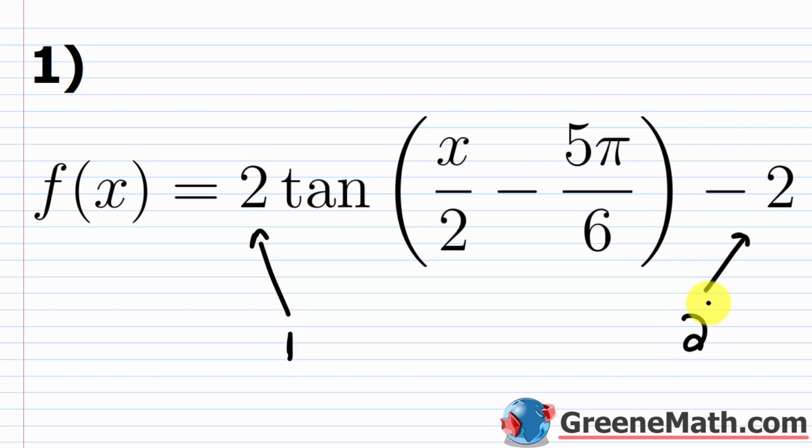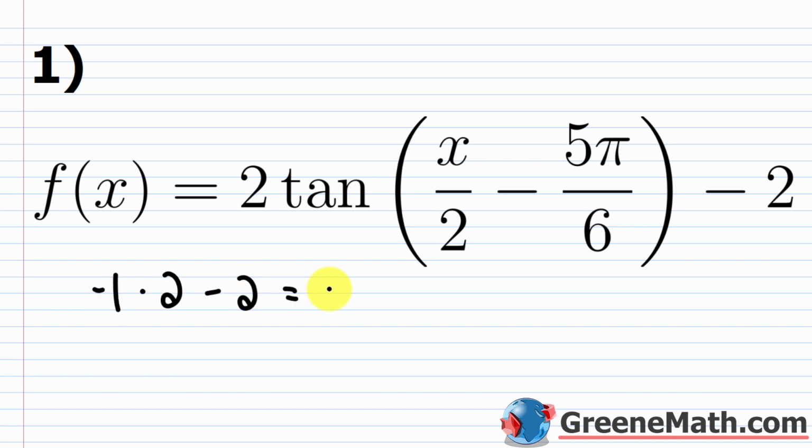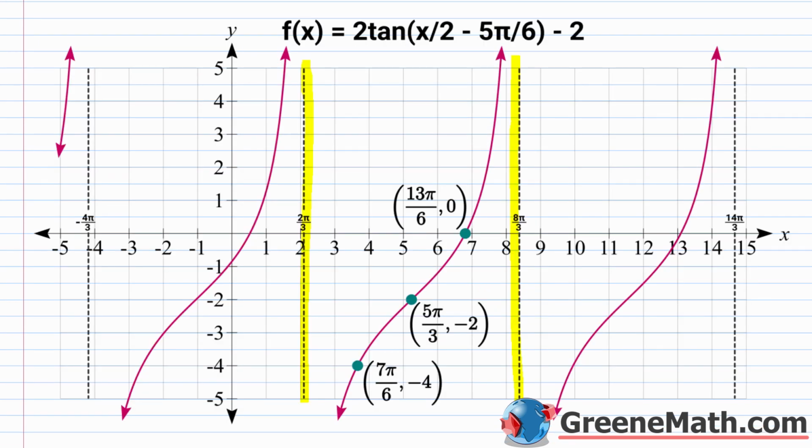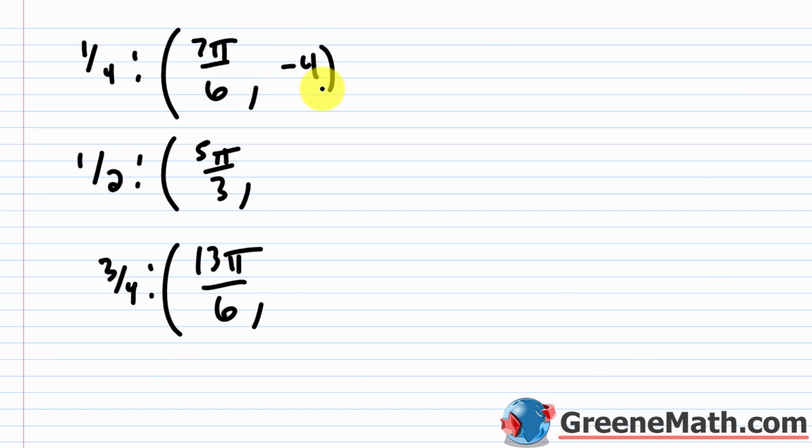So this is 1 and this is 2. It just follows the order of operations. It's very easy to do. In other words, if you start with negative 1 and you multiply by 2, and then you subtract away 2, so negative 1 times 2 is negative 2, and then minus 2, so this becomes negative 4. You go down to the graph, you have 7 pi over 6 comma negative 4. So let me put that in there.